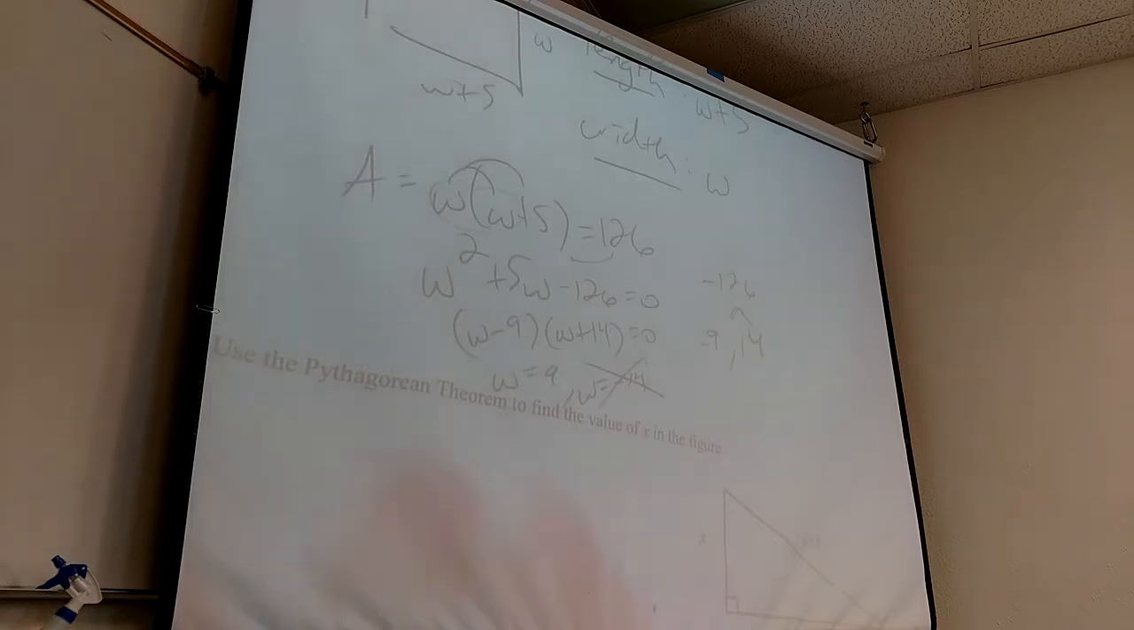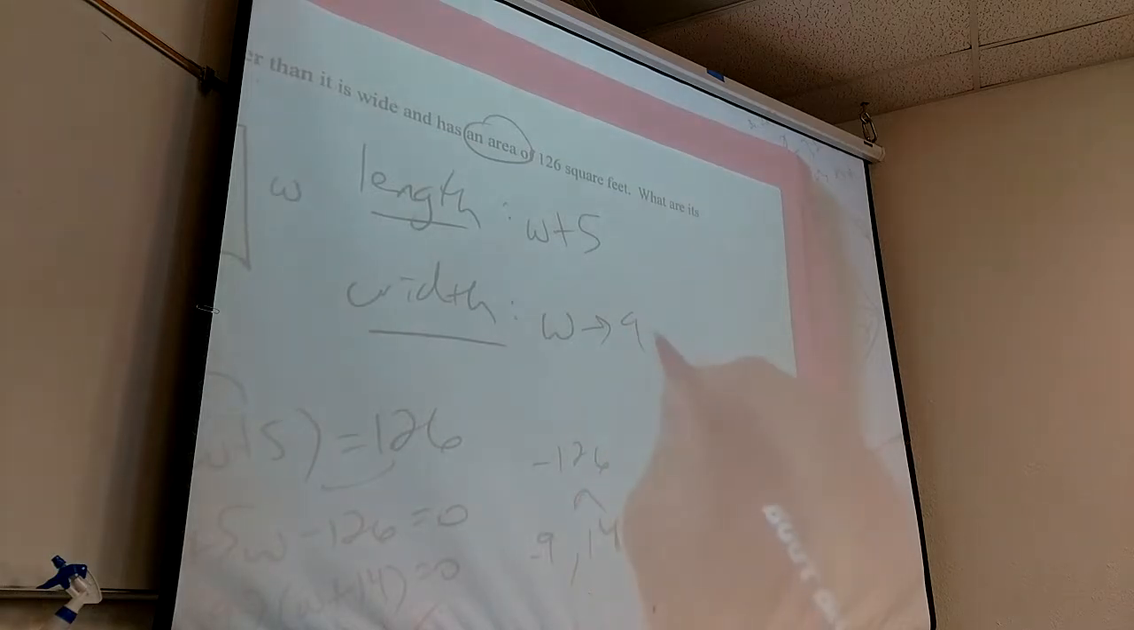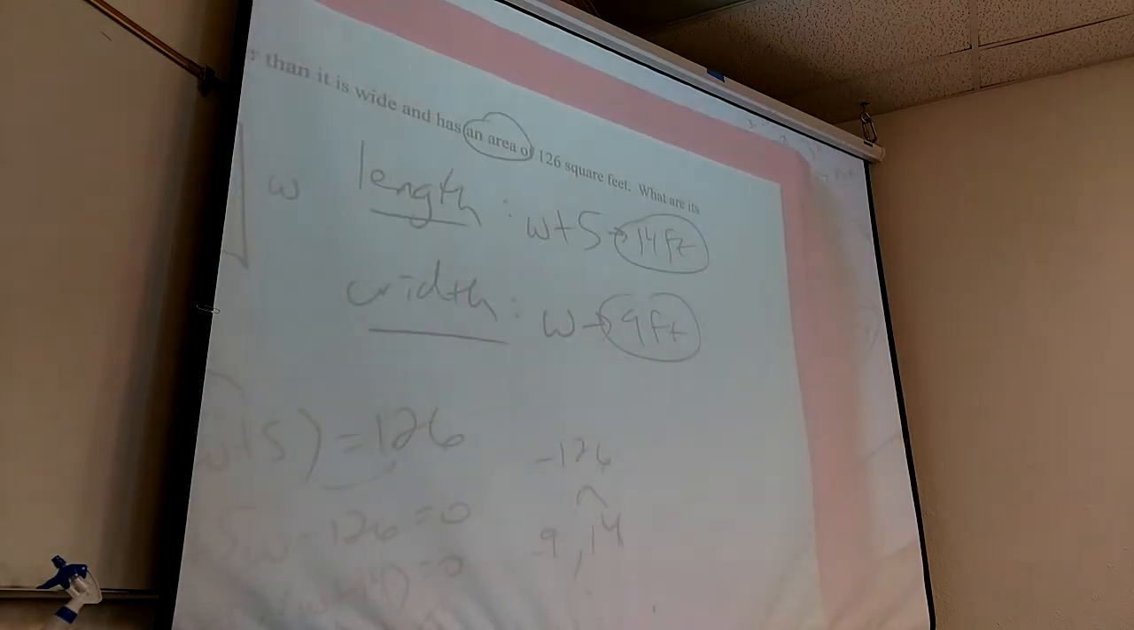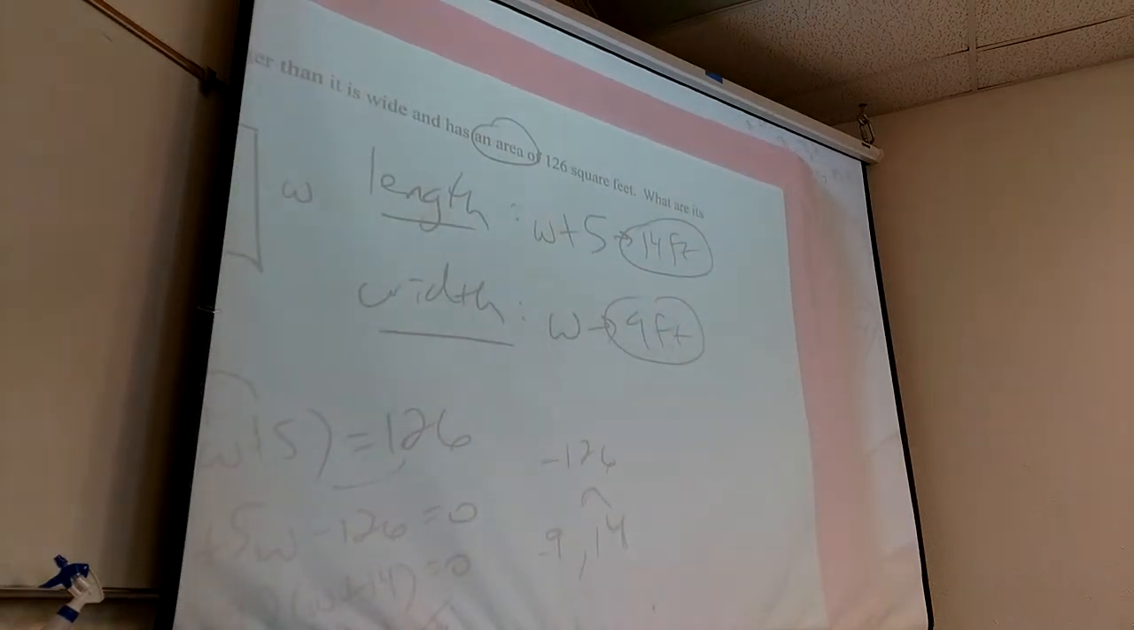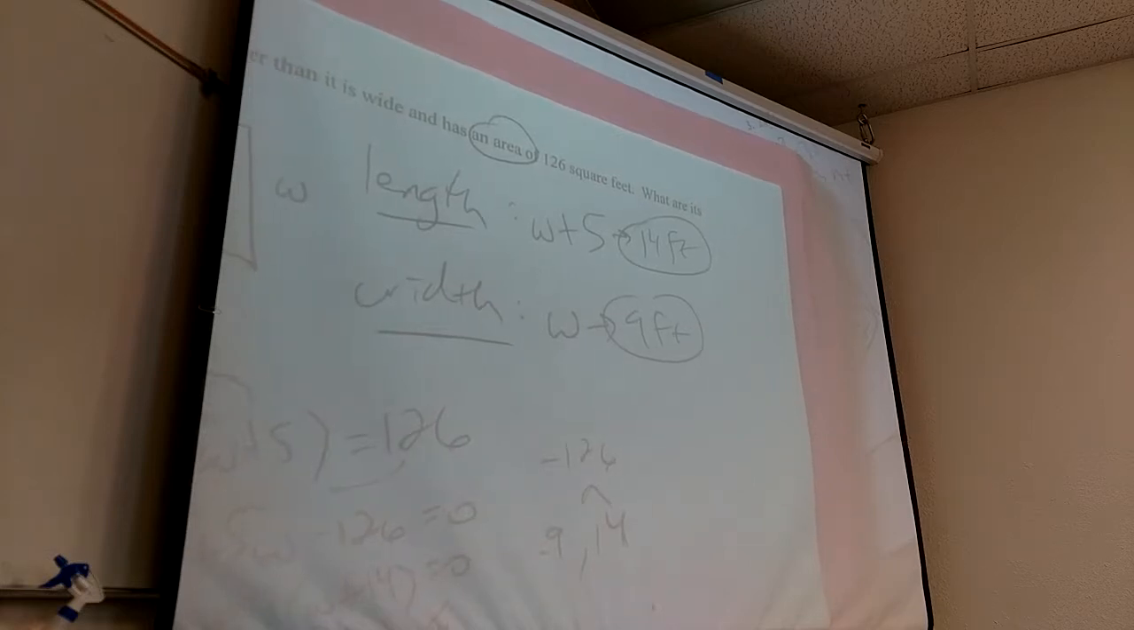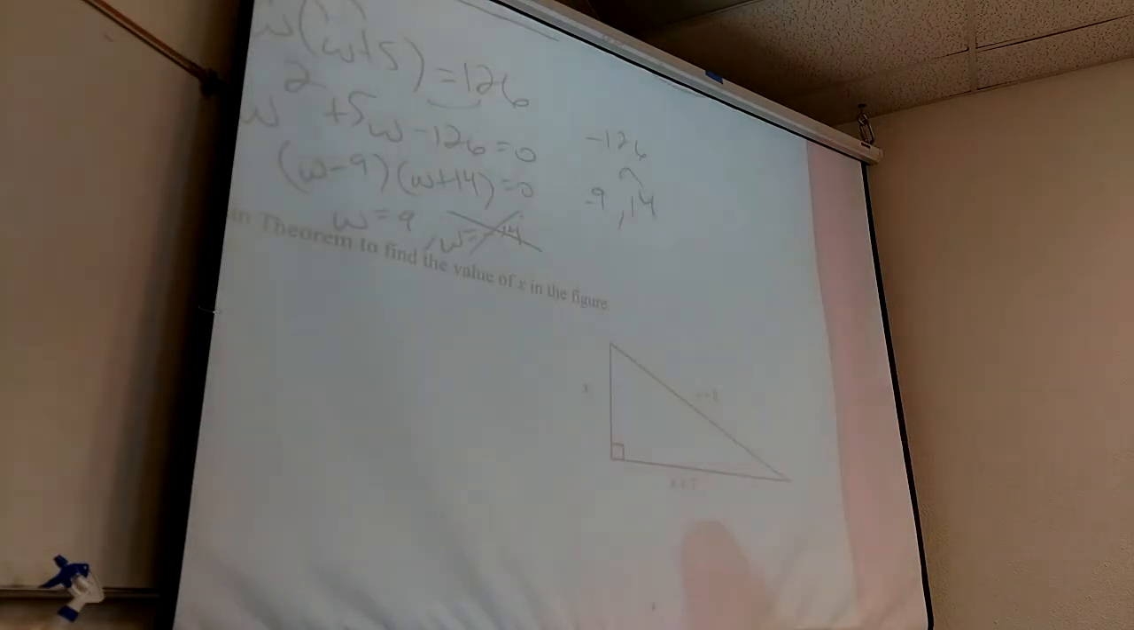What else do I need? The width is 9. 9 what? Feet. And what's the length? 14 feet. And there's your 14 times 9 is 126. Yay! Okay, so it's exactly the same idea as word problems before, except now the equations are going to involve squares. That requires factoring.